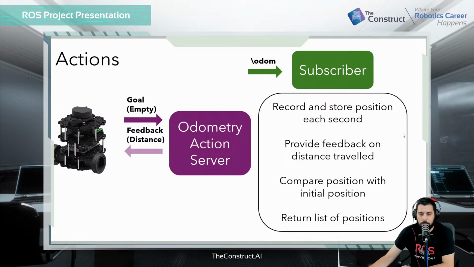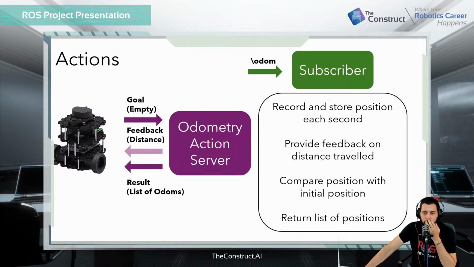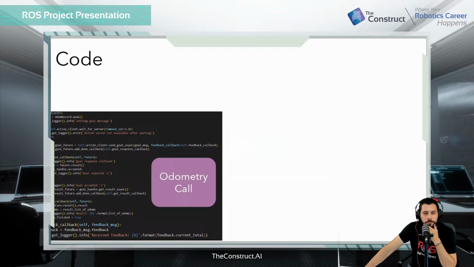So this is different from the services, because the actions can actually provide feedback while they run. We also compare the latest position with the initial position to see if the lap has finished. And when the lap is finished, we return the list of the odometry positions where the robot has been. Calling the odometry is just the same as we learned it in the unit, so I haven't made any big changes here.